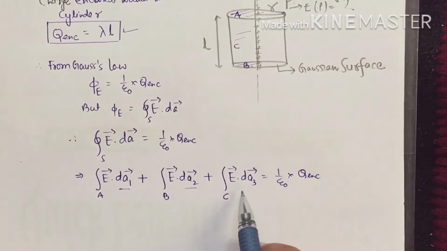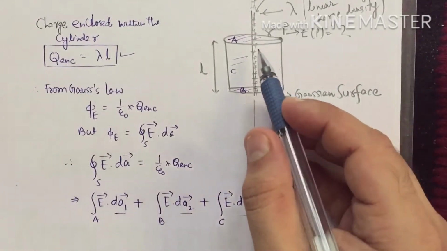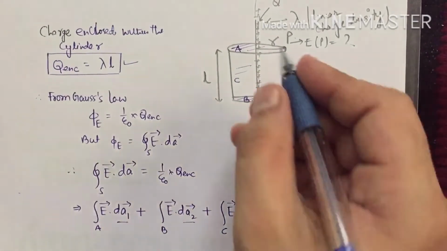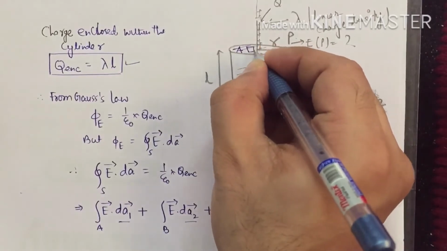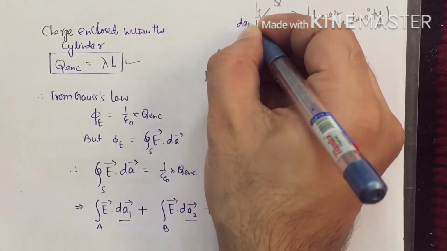dA1 vector, dA2 vector, and dA3 vector are the area vectors on these surfaces. So the area vector on the surface A is represented by dA1.